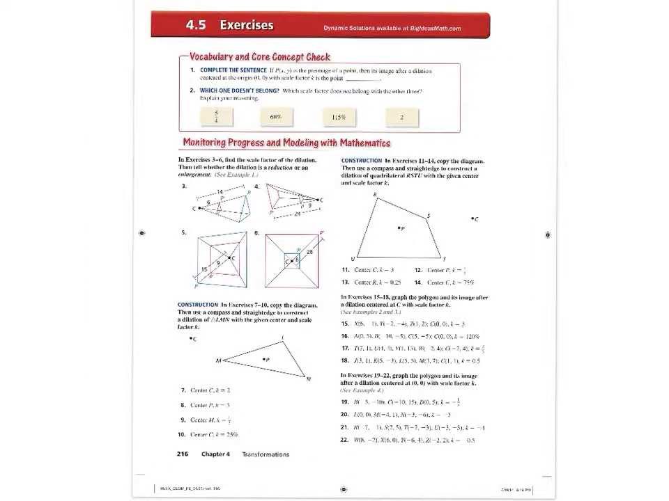All right, and that's all for 4.5. So make sure you know how to attempt some of these problems, and we'll practice some of these skills in class.